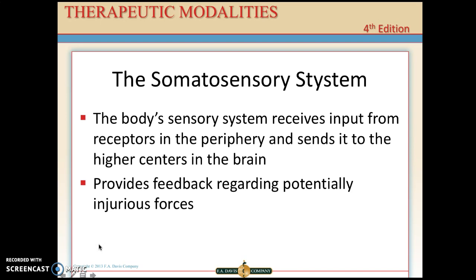All right, so next let's talk about your somatosensory system. This is your body's sensory system that receives input from receptors in the periphery that is then transmitted to the higher centers in your brain. Imagine that you prick your finger with a straight stick pin, and the result is that somewhere in your cerebrum, there's an interpretation that there is pain in your finger. So it goes from your skin in that case.